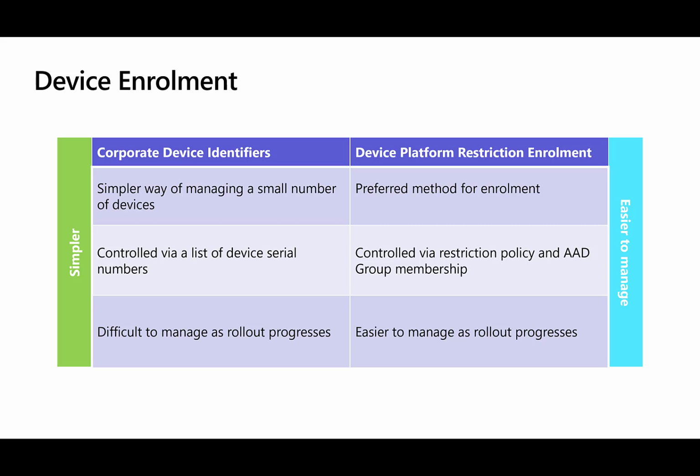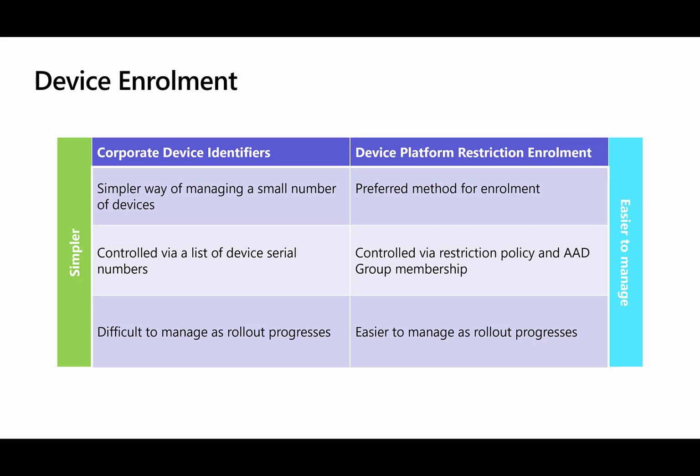The reason I say that is because it involves adding the device serial numbers to the corporate device identifiers list inside of Intune. Now, as you can imagine, that's super simple to manage if you've got 5, 10, 15 devices. Once that list starts to grow, though, and you start rolling out large numbers of handsets and Teams room devices, that list obviously is going to get larger and larger and larger and become more difficult to manage. Now, that's why we typically recommend the solution on the right there, which is device platform restriction enrollment.